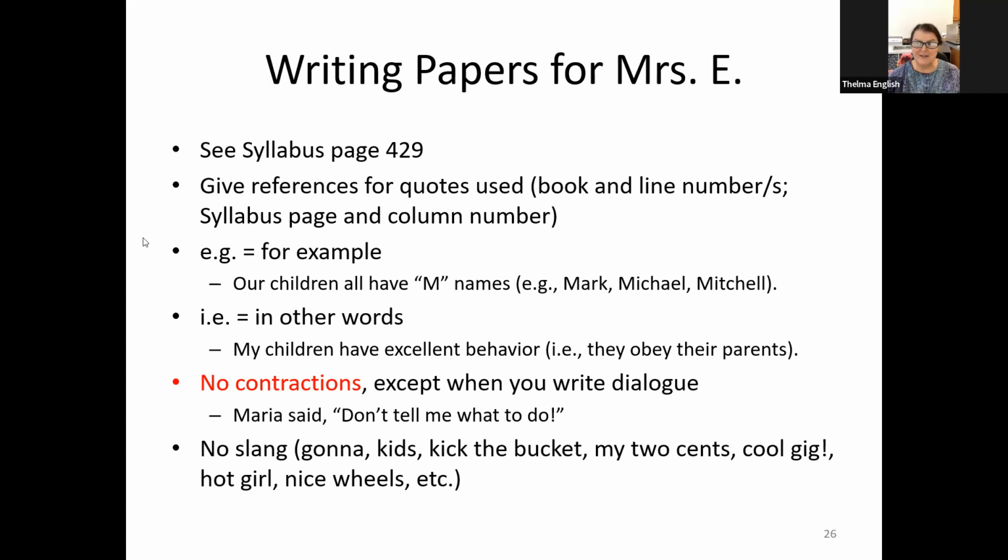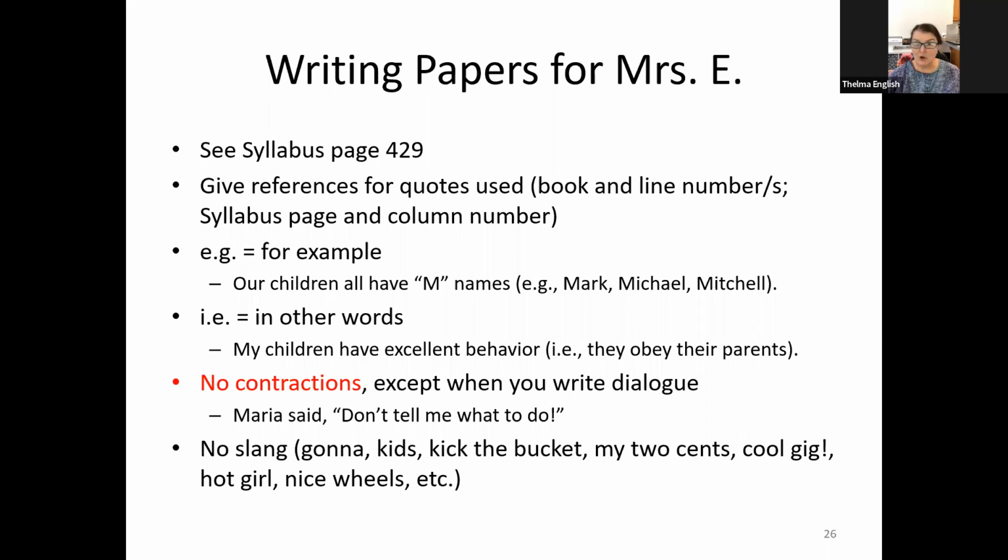E.g. means example. It's a Latin term, exempli gratia, something like that. For example, and this would be a sample sentence, our children all have M names, in parentheses, e.g., Mark, Mitchell, Michael. That's how you use e.g. How do you use in other words? I.e., it's different from e.g. and high school is the time to learn the difference. Here is a sample using i.e.: My children have excellent behavior, i.e., they obey their parents.